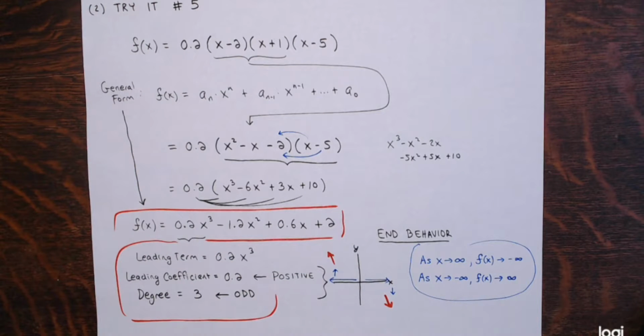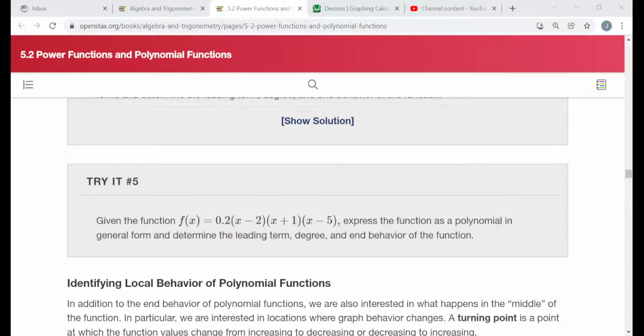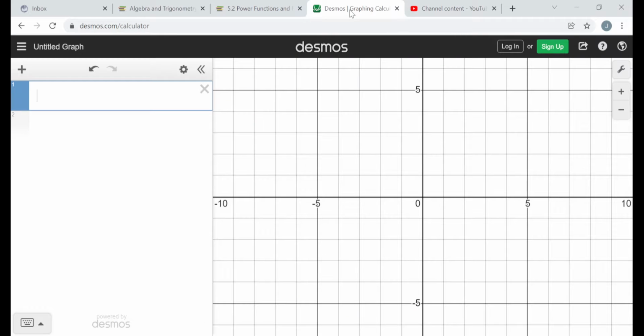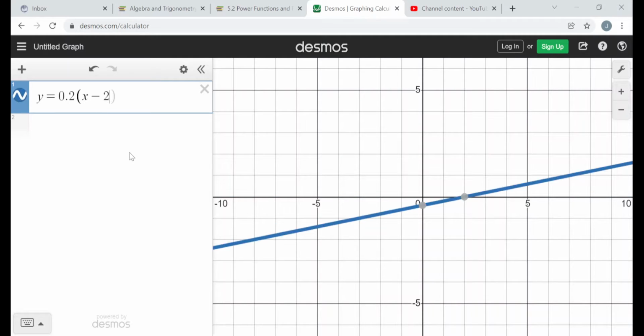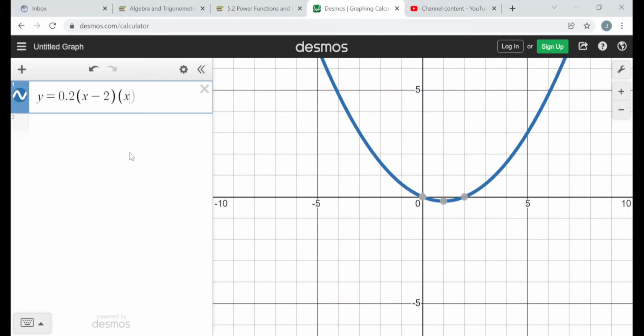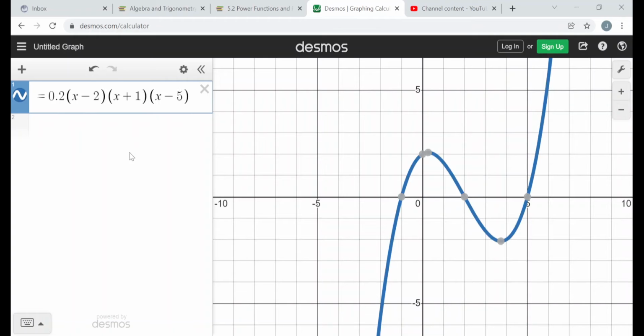All right, so what I'm going to do right now is show you a picture of this, so let's see that this is actually the end behavior of this polynomial function. I'm back here. I'm going to go to that Desmos website, desmos.com, free online graphing calculator, and I'm going to enter the function in both ways. So y equals, we were given this, 0.2 times the quantity x minus 2 times the quantity x plus 1 times the quantity x minus 5. And look at the end behavior.